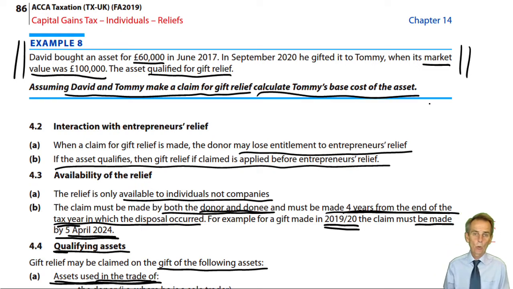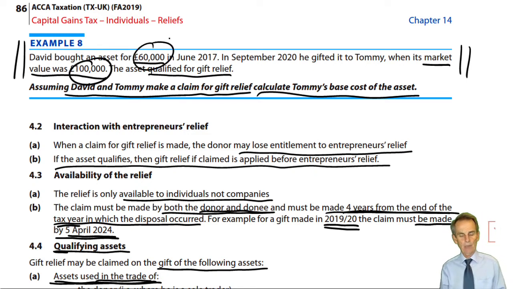So what do we know? We know that on a gift we compute a gain based on market value. The market value was £100,000, the allowable cost £60,000, so the gain was £40,000. If it is a qualifying asset for gift relief and the gift relief claim is made, that gain will be deferred. So David, therefore, will have no gain chargeable arising on that disposal. The entire £40,000 gain will be deferred.